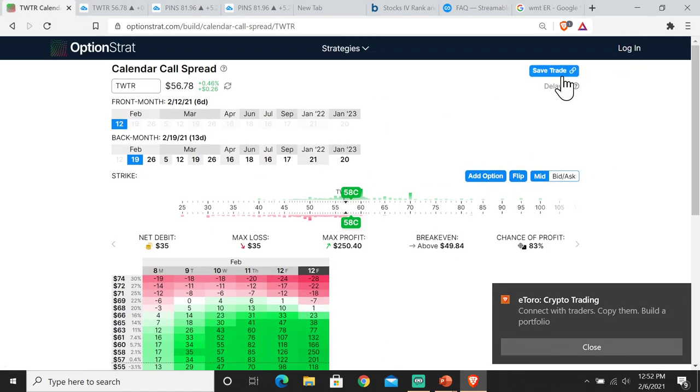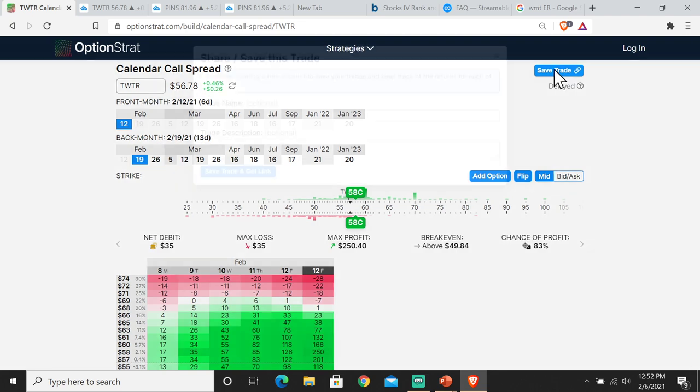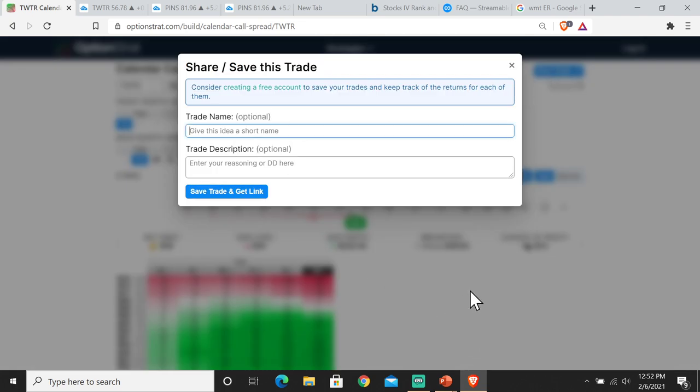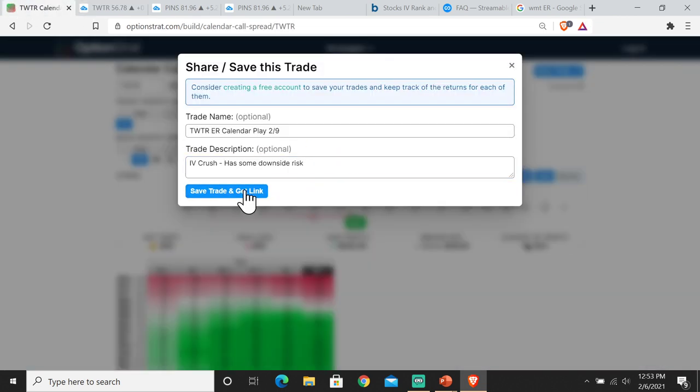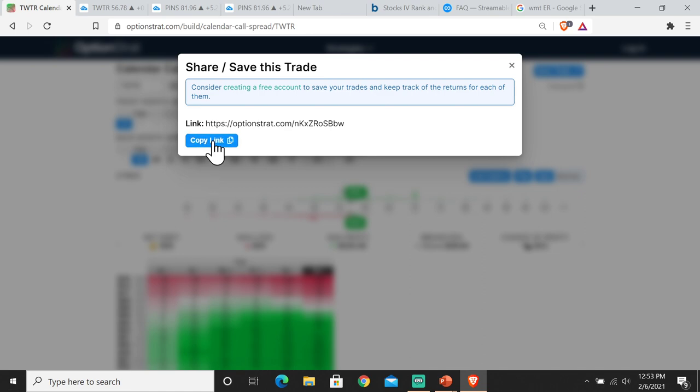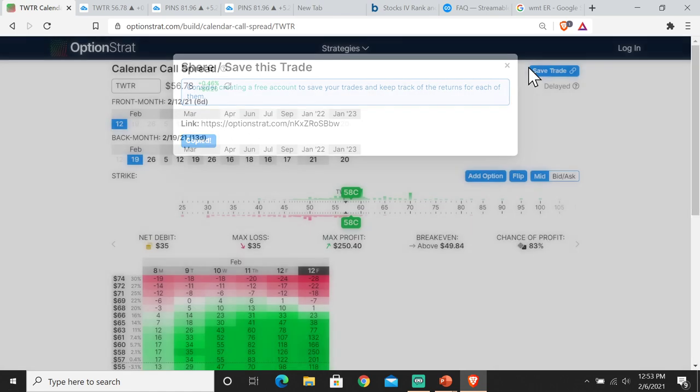One other thing I really like about OptionStrat is that you can save your trade. I can give this a name, like Twitter ER play, I think it was on the 9th, and that can be like IV crush or something. It has some downside risk, because I don't know if it's going to go back and retrace down to this wedge, and that makes this play not profitable. Then it gives you a link, and you can share it with people.